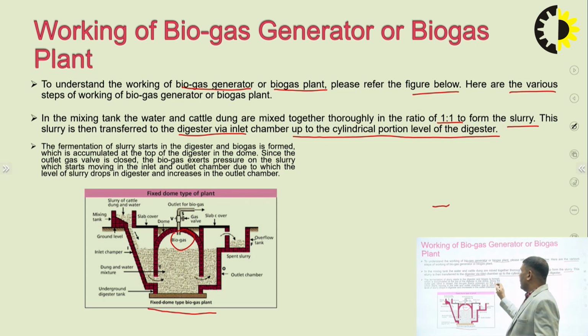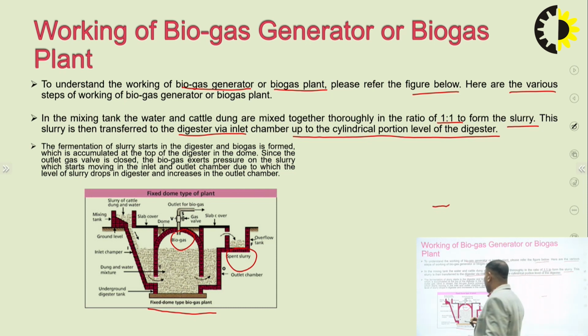The fermentation of slurry starts in the digester, and biogas is formed, which accumulates at the top of the digester in the dome. Since the outlet gas valve is closed, the biogas exerts pressure on the slurry, which starts moving into the inlet and outlet chambers, due to which the level of slurry drops in the digester and increases in the outlet chamber, and we take waste out here.